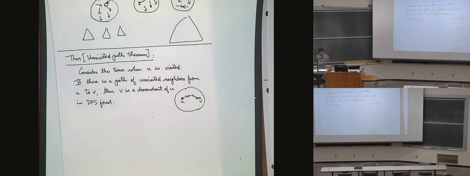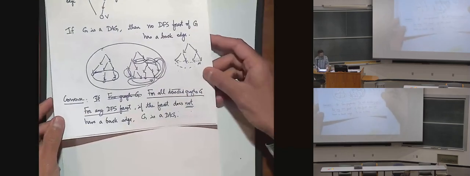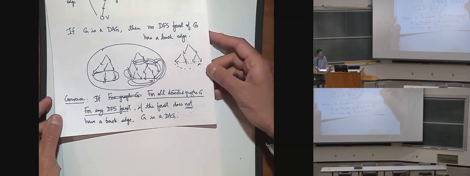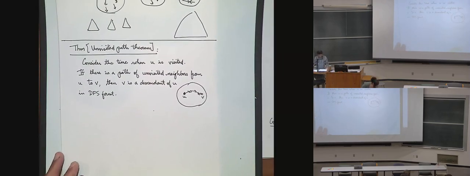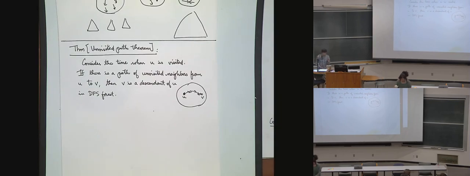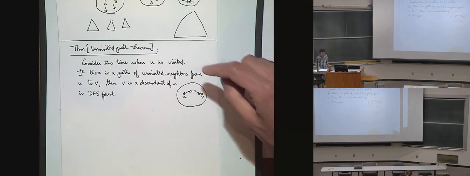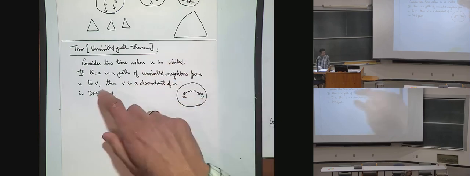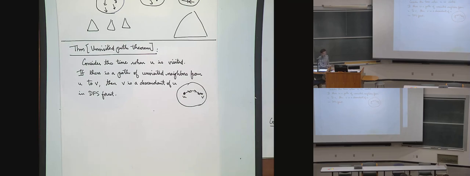Okay, all right. Let's continue. So the main tool that you need to prove this converse, that if any DFS forest does not have a back edge, G is a DAG, or at least I think it's in the homework, is this theorem called the unvisited path theorem. The unvisited path theorem says consider the time when U is visited. If there is a path of unvisited neighbors from U to V, then V is a descendant of U. Okay?